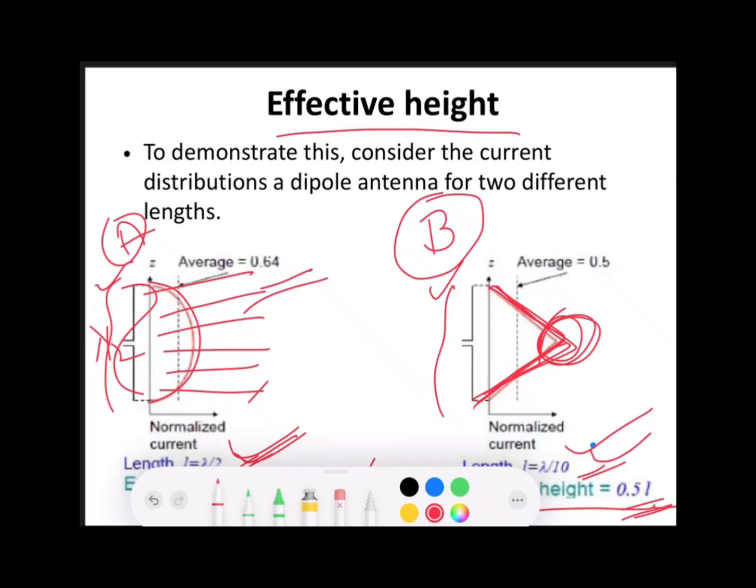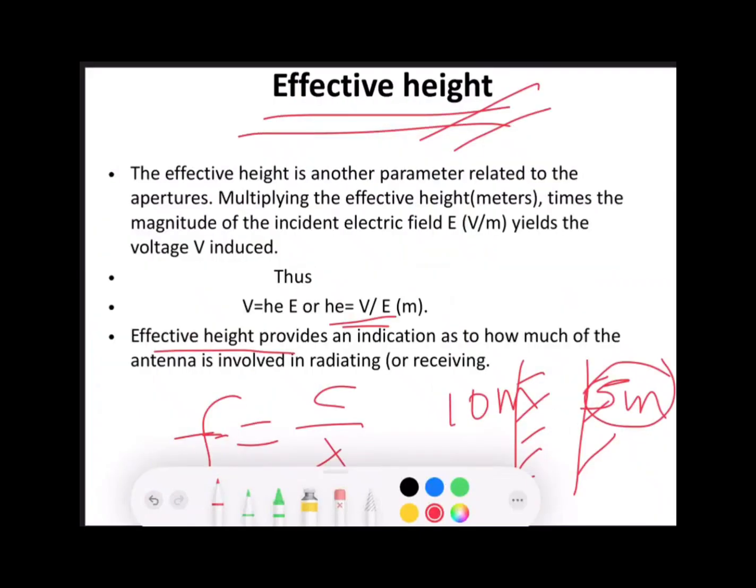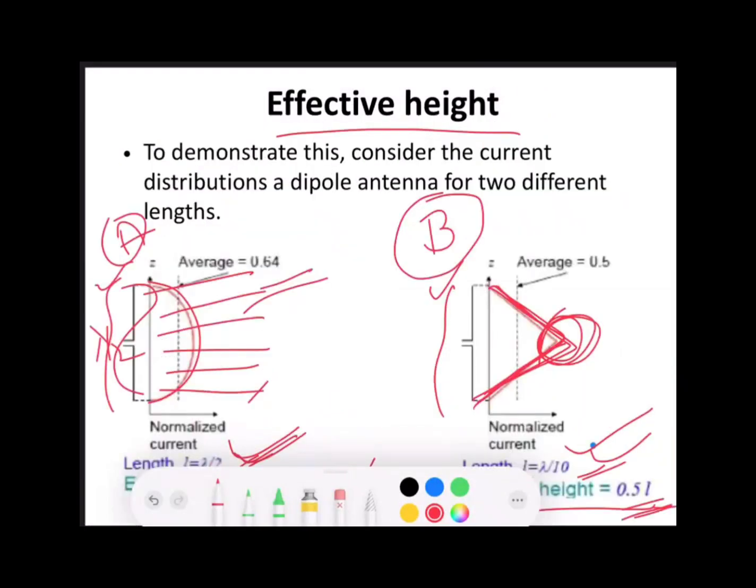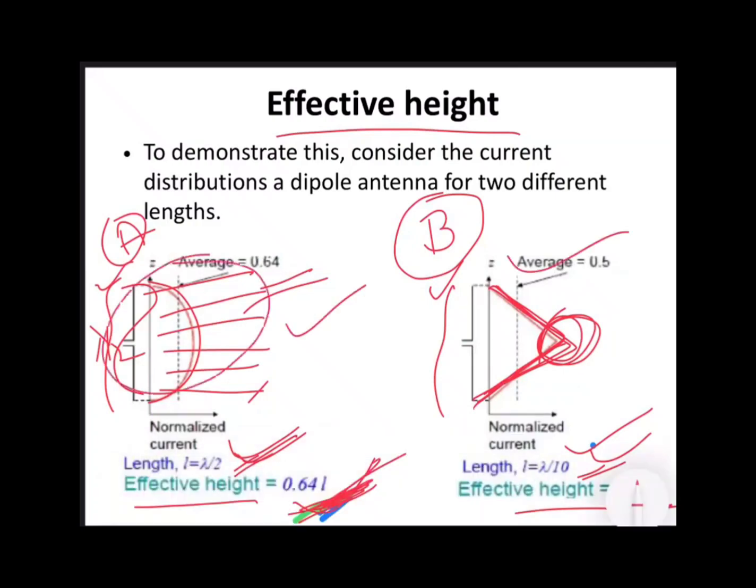And from the examination point of view, this would be asked as a short answer question: explain the concept of effective height with an example. First of all, the basic information about effective height has to be given. Then write the structures of figures A and B, that is, consider the antenna of length lambda by 2 and the antenna of length lambda by 10. Write the equation for effective height and finally draw this diagram.